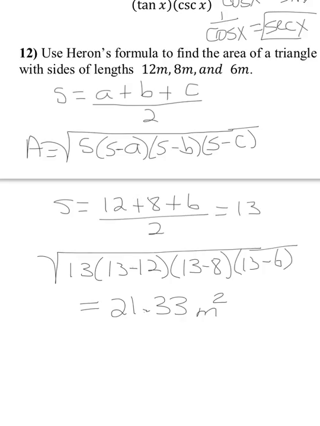All right, you put that into the square root part of the formula, and we get 21.33 meters squared. So make sure you practice this on your calculator before the test so that you are confident that you are entering it correctly. And that's it for part 1 of the review. Part 2 will be in a separate video.